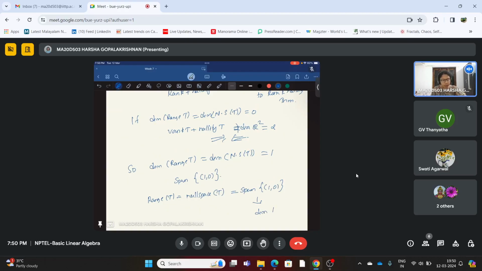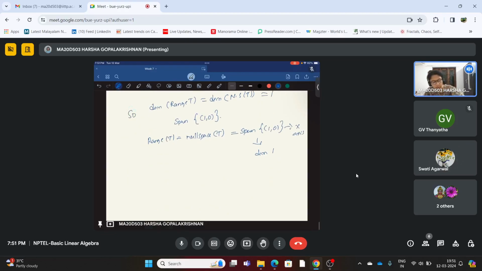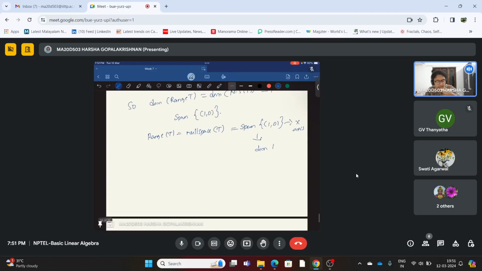I am taking a space with dimension 1 and trying to construct a linear transformation such that the range of T and the null space of T are the line, the x-axis. This is what the span of (1,0) actually is, the x-axis, correct? As I told, there is nothing special with the span of (1,0). You can try with the span of (0,1) also, or any other subspace. You can do it as homework. Now, how can we construct it?